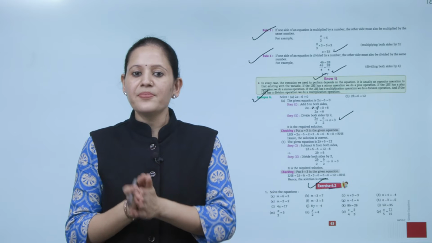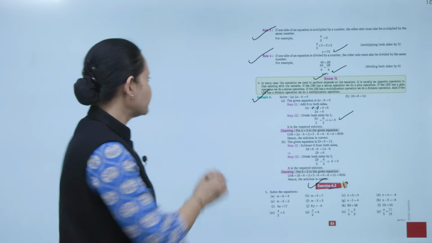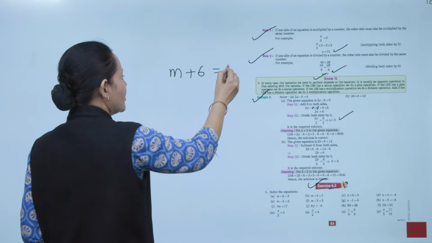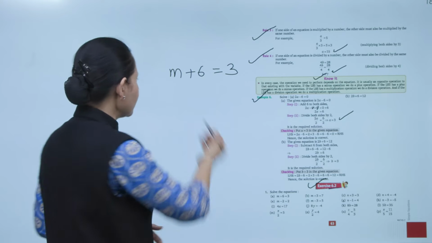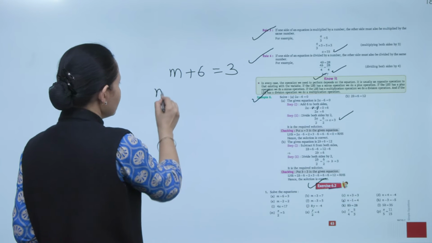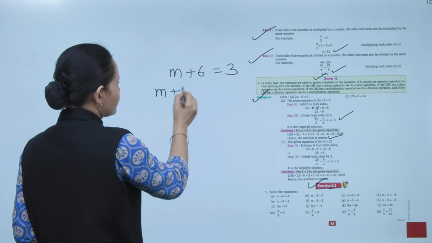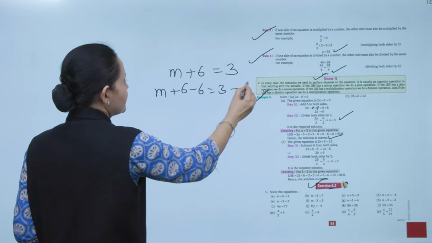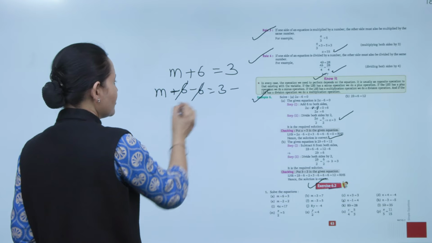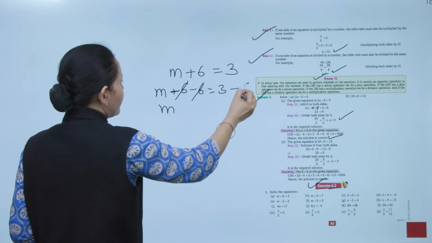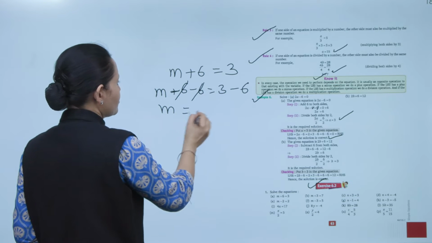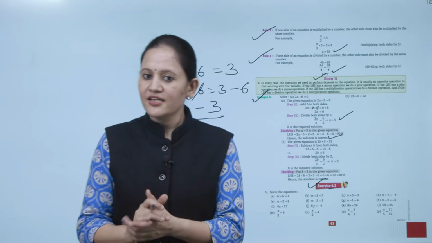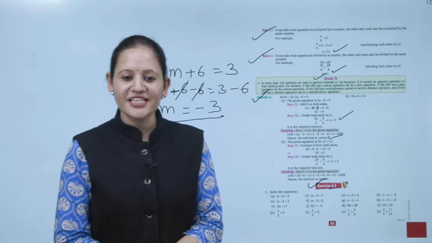Solve the equation m plus 6 equals 3. m plus 6 equals 3. So here the operation is plus, so we will subtract 6. 6 minus 6 equals 3 minus 6. So this will cancel, m equals minus 3. That is our answer. Clear? Practice all the questions of this exercise.